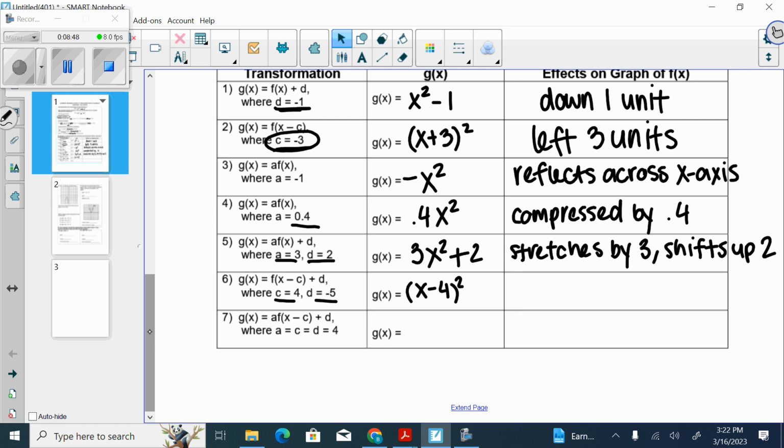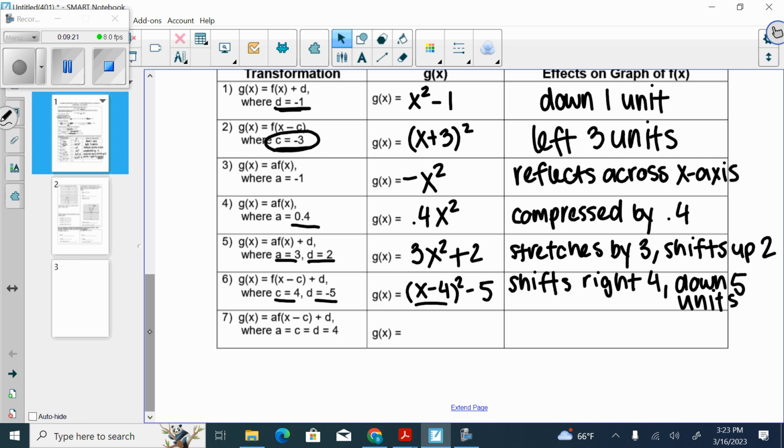All right, and then did they give us something for D? Negative 5. So at the very end of my equation, I'm going to put negative 5. Okay. What does the minus 4 inside of the parentheses mean? Right. Good. So it shifts right 4. And what does the minus 5 at the end mean? Right. And down 5 units.